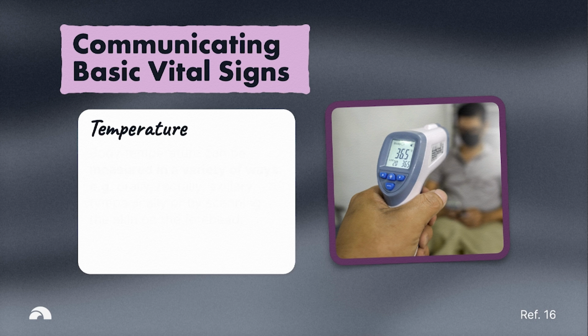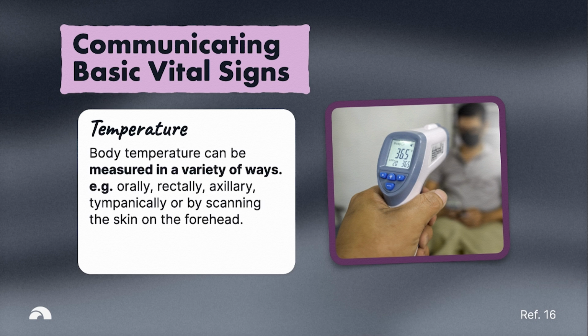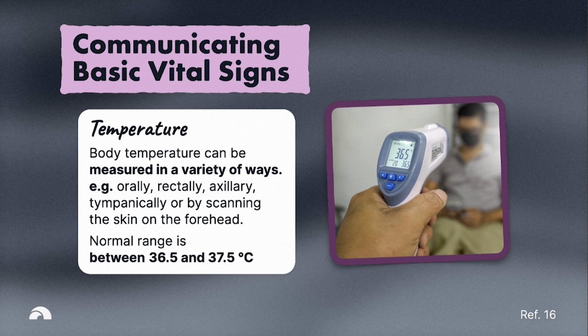Temperature. Body temperature can be measured in a variety of ways, including orally, rectally, axillary, tympanically, or through scanning the skin on the forehead. A normal range is considered to be between 36.5 and 37.5 degrees Celsius.